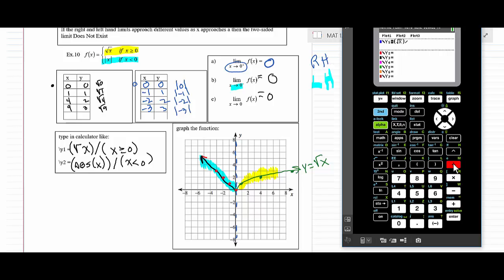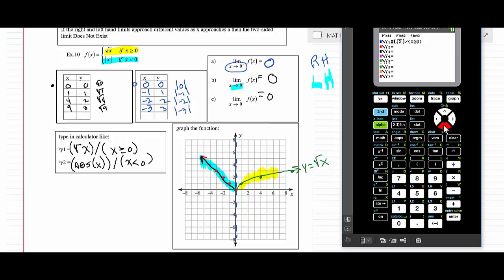Then what you do is you do a new parenthesis, you do x, and then you go to your test command. So you go second math. Now what you're going to do is greater than or equal to, like that, greater than or equal to 0, like that. So you just got to know where all the symbols are, and you got to use parentheses in your division symbol or it won't look right.